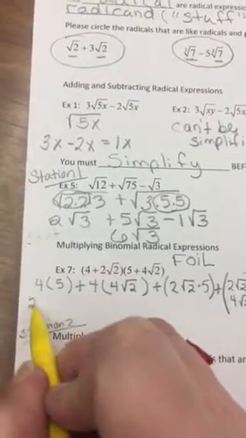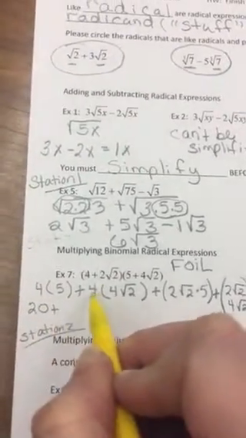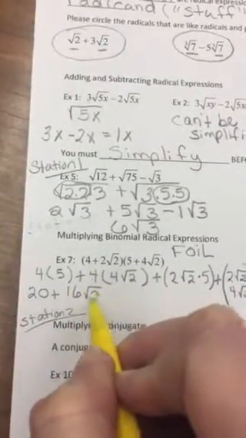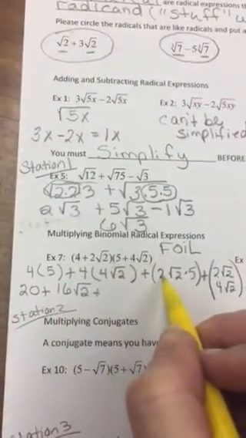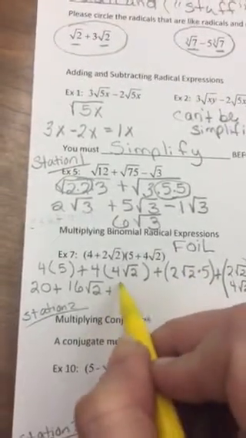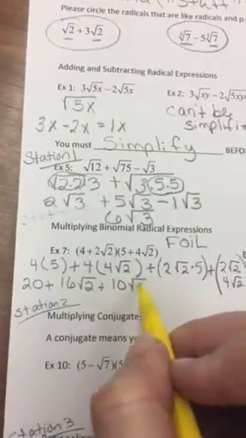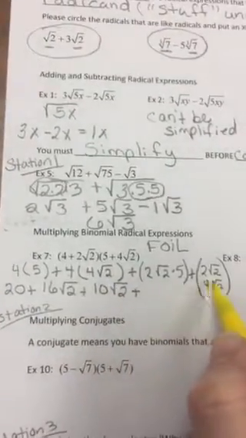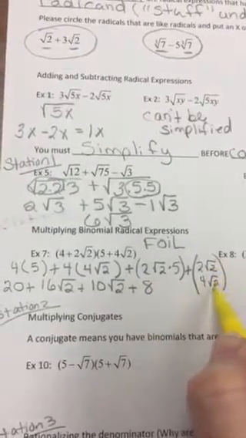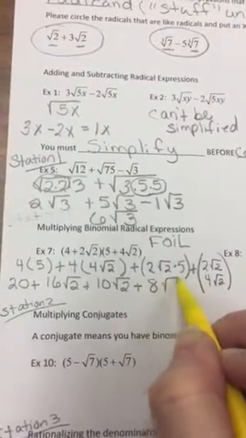So 4 times 5, I've got a 20. And then this is going to be 16 square root 2. And then this is 2 times the 5. He's not involved in that multiplication, so that's going to get me a 10 square root of 2. And then this step, so I have 2 times 4 and I have 8. And then the square root of 2 times the square root of 2 is the square root of 4.